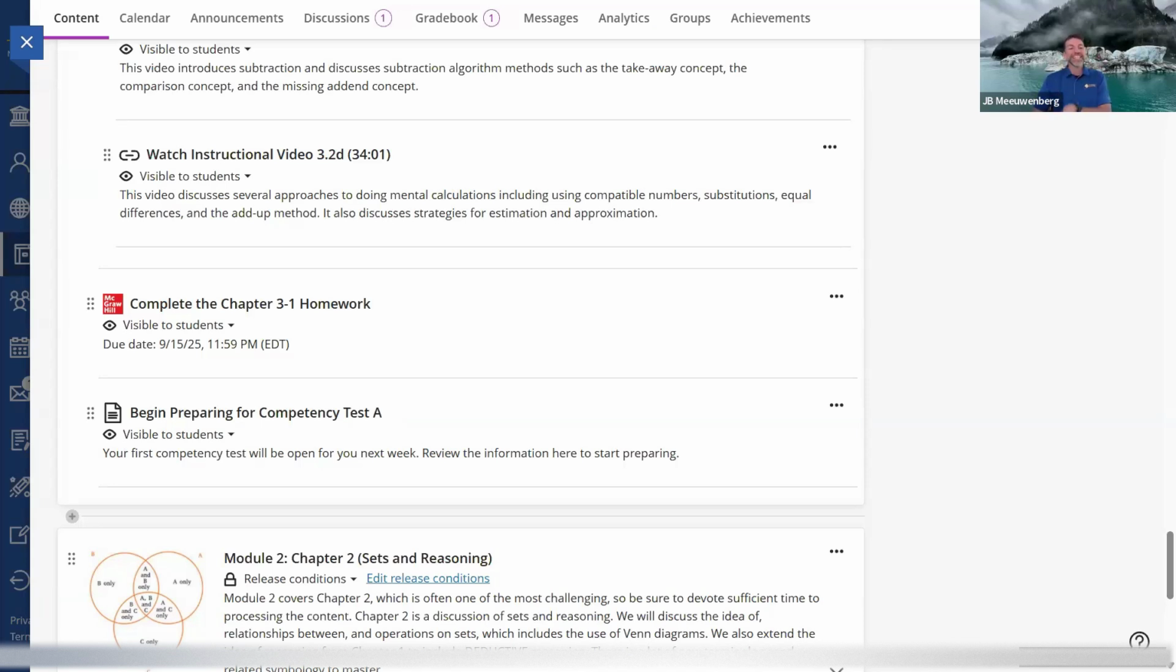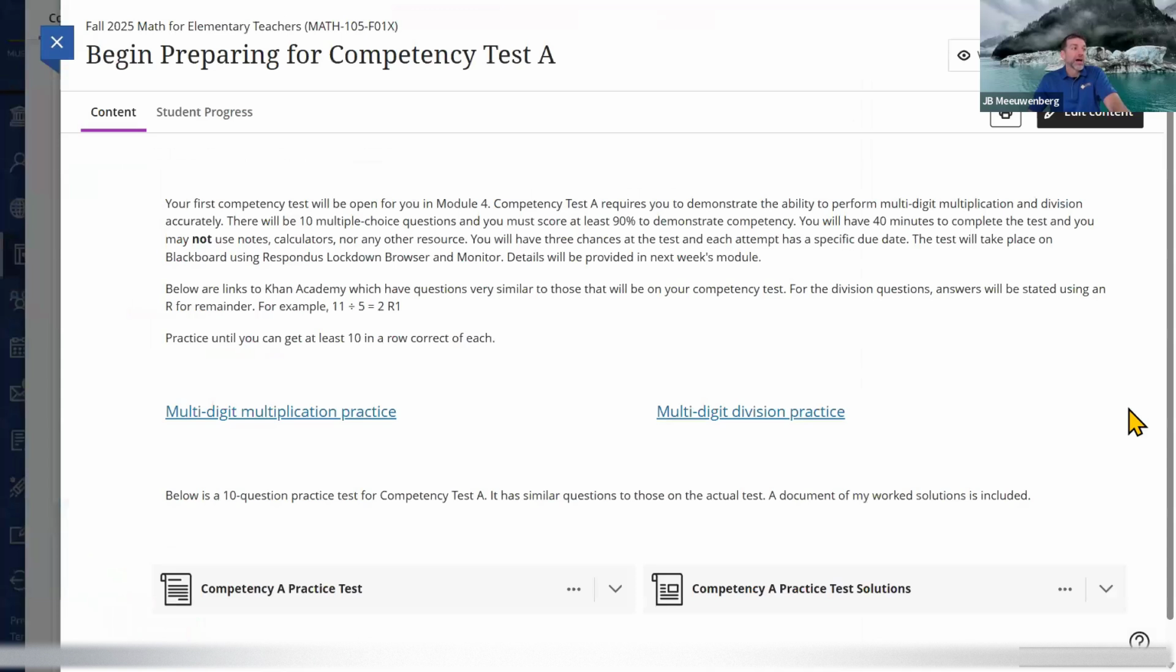To earn credit for your test, you need to demonstrate mastery, which means I know how to do this frontwards and backwards. I've mastered it. And you do that by scoring at least 90% on the test. You will have 3 chances, 3 opportunities to take each one. The first one is going to cover multi-digit multiplication and multi-digit division.